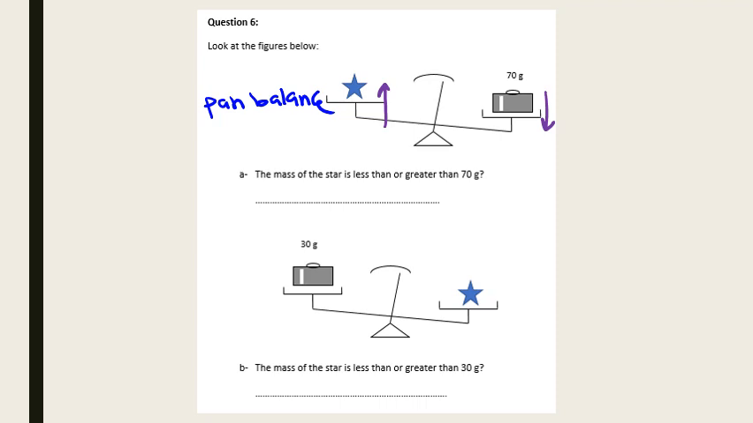So question A says the mass of the star is less than or greater than 70 grams. It's going to be less than 70 grams. Here the star is at the bottom for B, while the 30 grams is at the top. So that means that the star is greater than 30 grams.